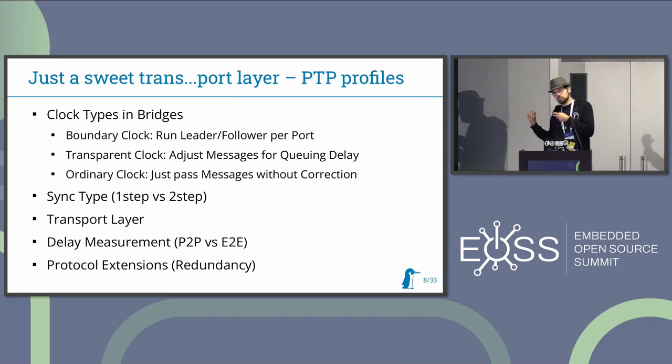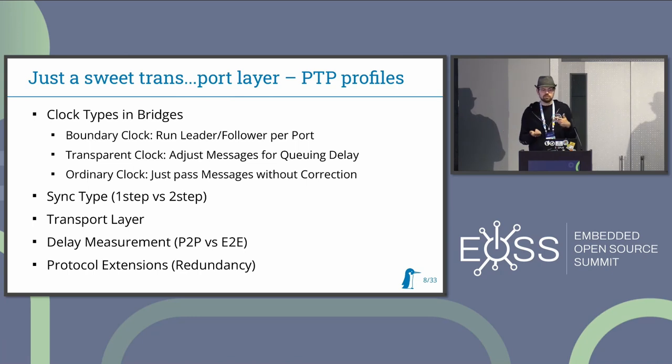Some of the different PTP profiles only allow for a certain type of bridge. For example, 802.1AS, that's the TSN version of PTP, gPTP, only allows for boundary clocks, so each switch has to run a synchronization to each of its neighbors. So that may differ a lot between different versions, and it strongly depends on your application profile and on the requirements for that application profile.